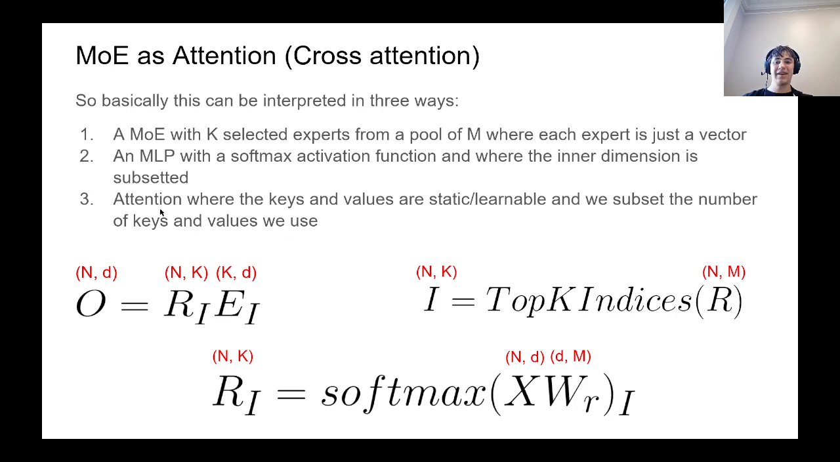A third way is attention, where the keys and the values are static and learnable, and we subset the number of keys and values we use. So that's another way of looking at it. So if this is our attention matrix here, this defines a linear combination of the experts for every token. This is just here because there exist papers out there which do this. So yeah, is it a good idea? Probably not. It's basically an MLP with dropout, but it exists.